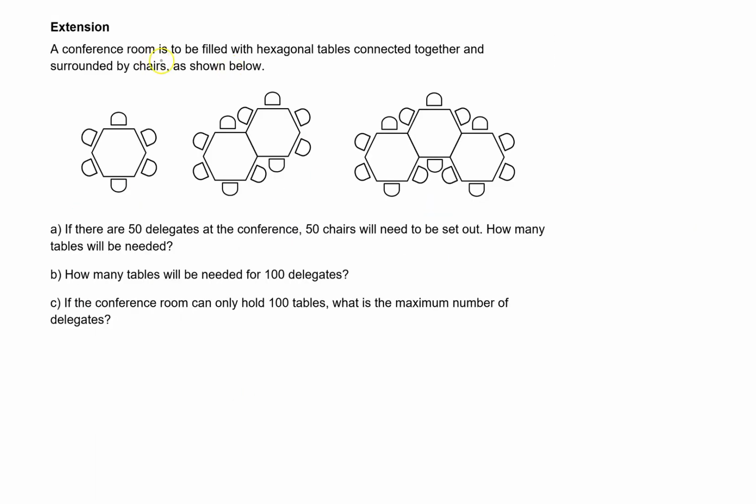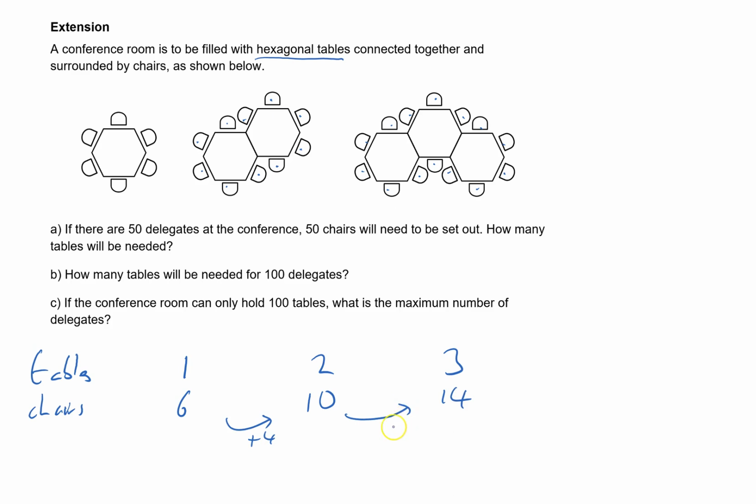Okay, so we've got a company filling up with hexagonal tables connected together like this. So we need a rule, don't we? So I'm just going to get started off. I'm not going to do the whole of the extension. So tables, we've got 1 table, we've got 2 tables, we've got 3 tables. So how many chairs? Chairs is going to be 6 for the first one. Then I've got 1, 2, 3, 4, 5, 6, 7, 8, 9, 10. So I've got 10 there. And this one here, I've got 1, 2, 3, 4, 5, 6, 7, 8, 9, 10, 11, 12, 13, 14. Got 14.